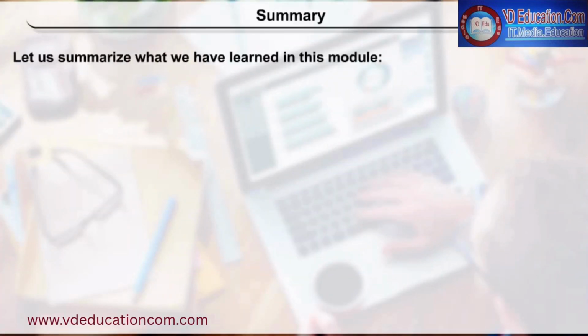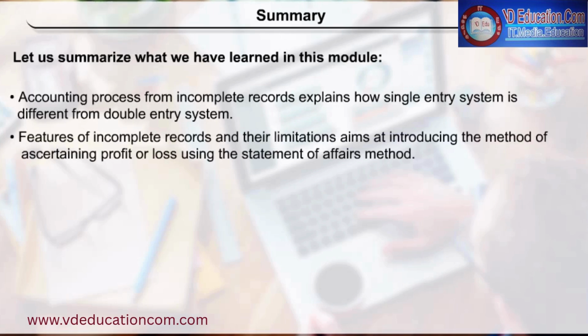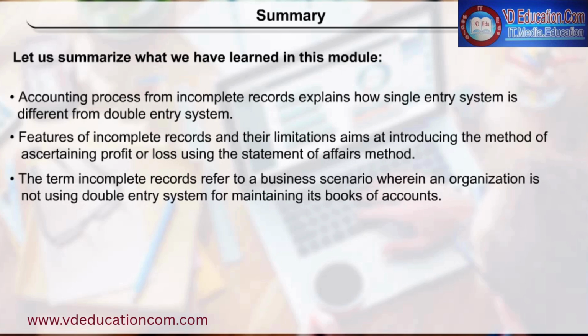Summary. Let us summarize what we have learned in this module. Accounting process from incomplete records explains how the single entry system is different from the double entry system. Features of incomplete records and their limitations aim at introducing the method of ascertaining profit or loss using the statement of affairs method. The term incomplete records refers to a business scenario wherein an organization is not using the double entry system for maintaining its books of accounts.